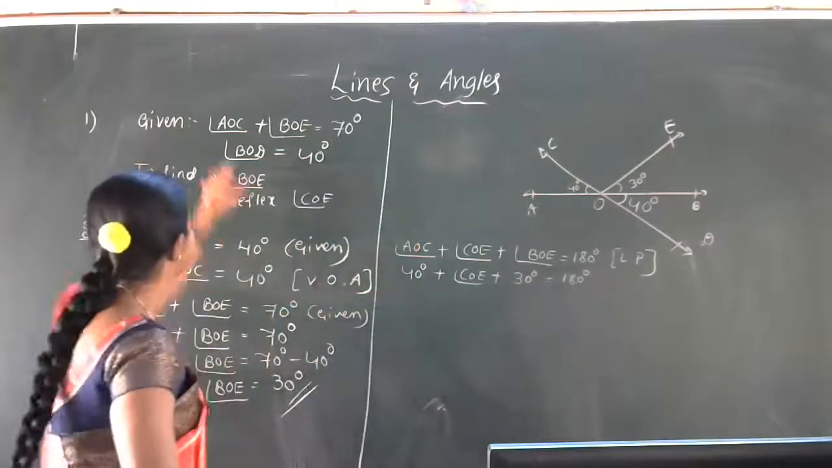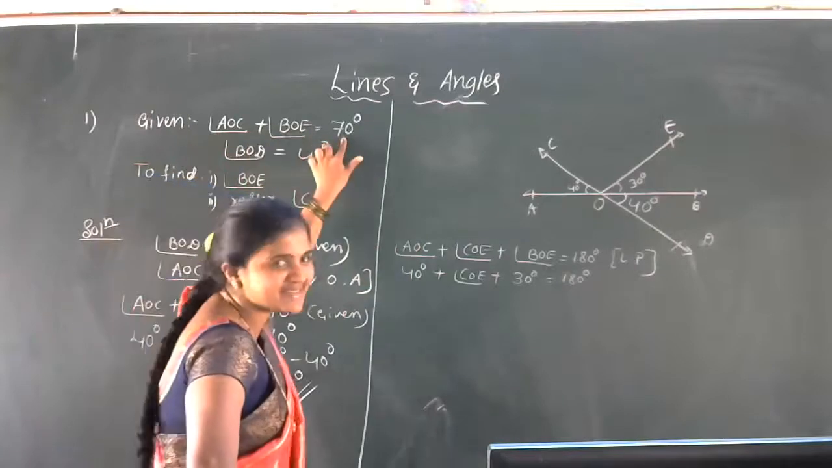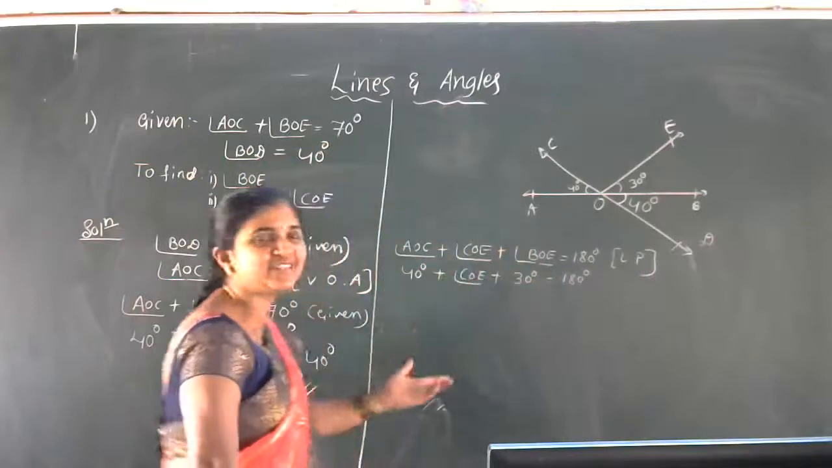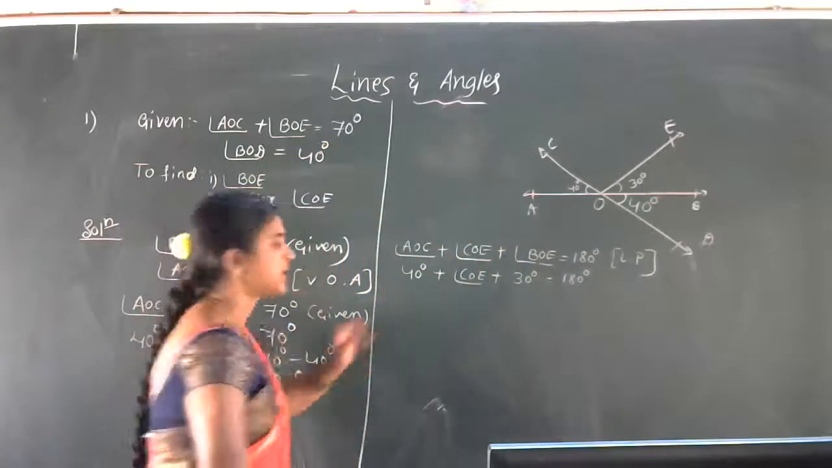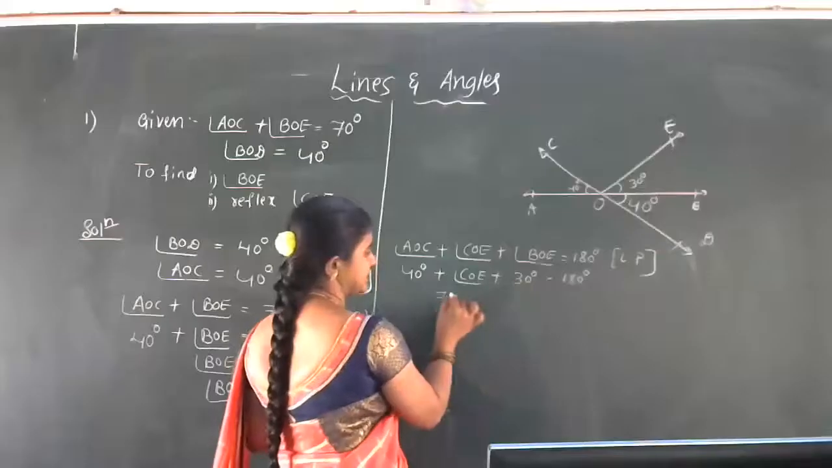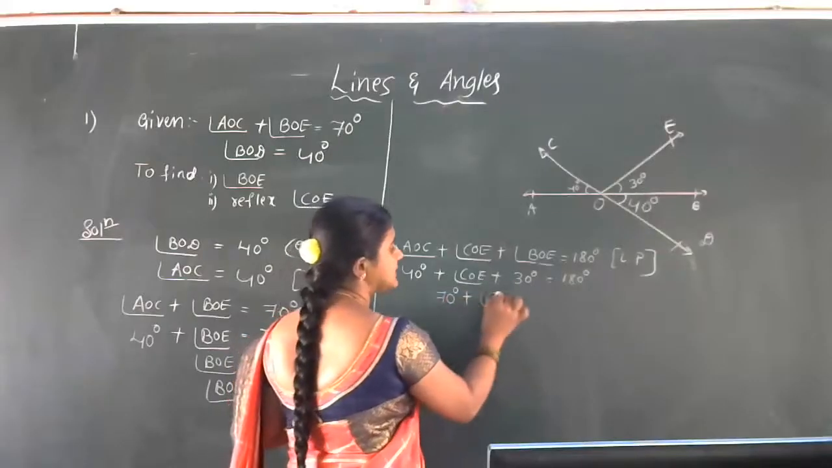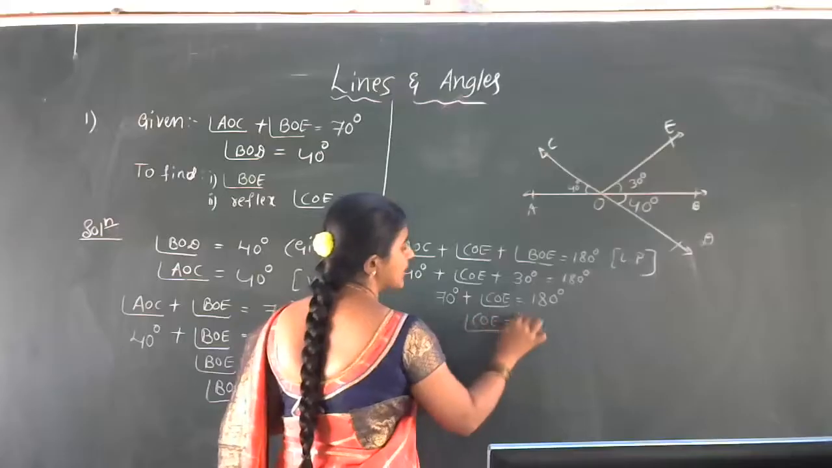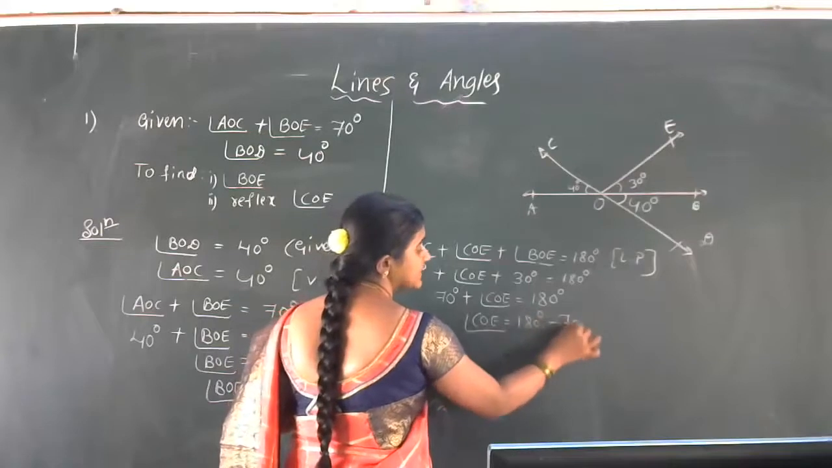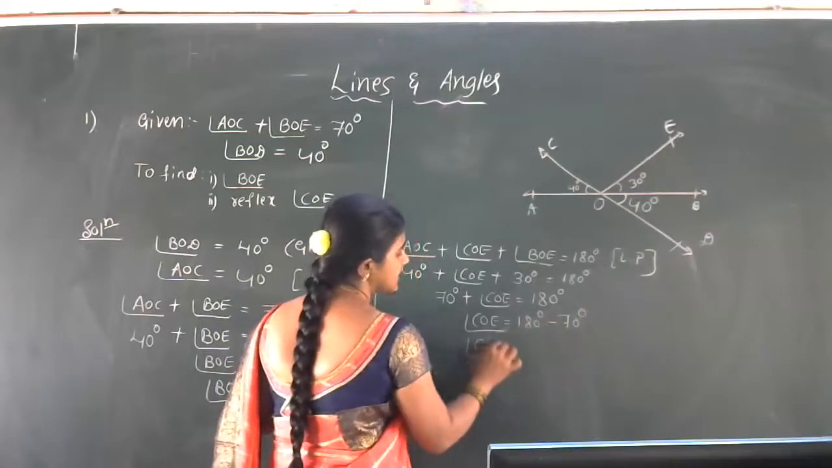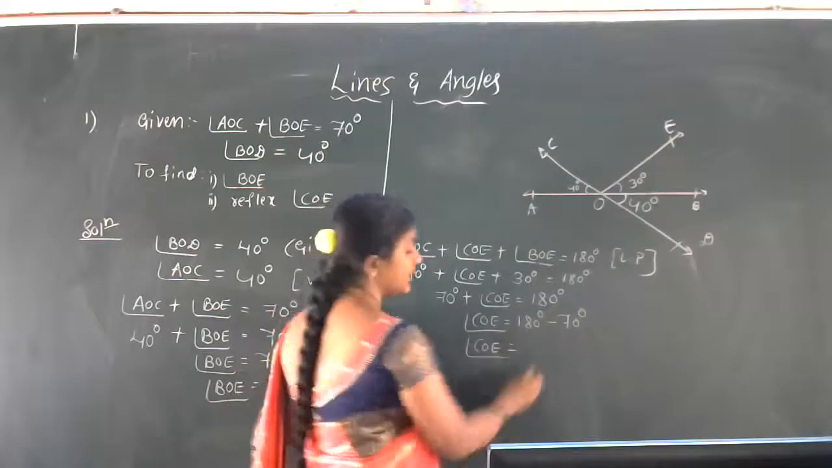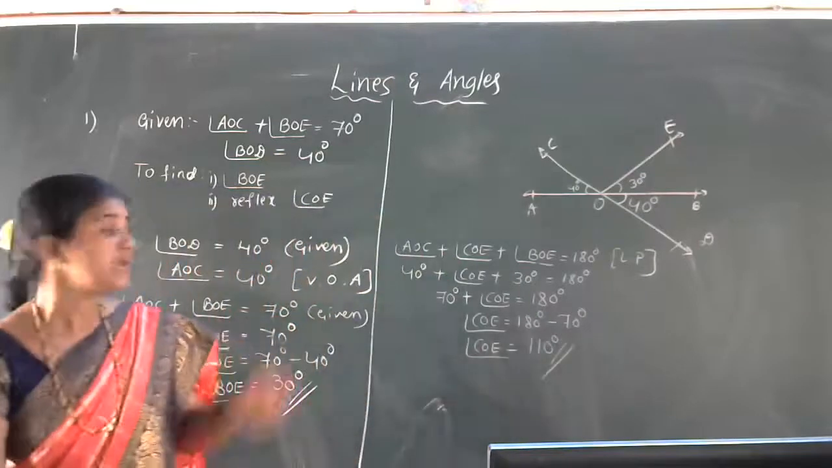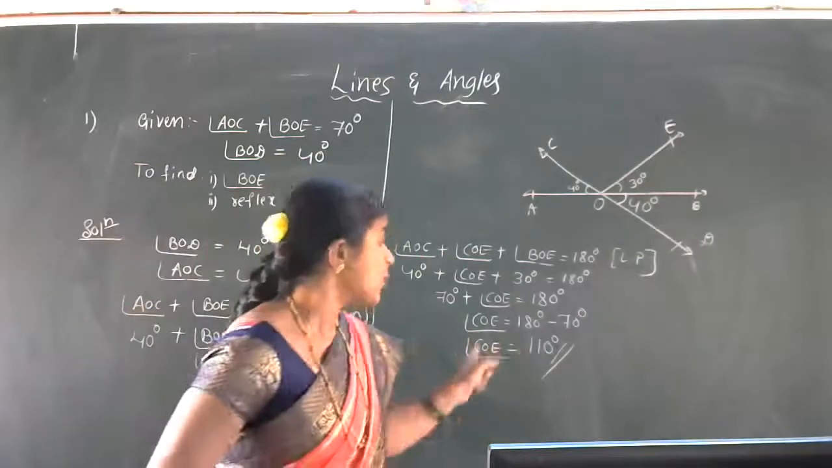Or you can use here AOC plus BOE together, 70 degree is given, no? This AOC plus BOE together, 70 degree also it is given. Directly you can take that one also. Okay, now anyhow 40 plus 30 is 70 degree plus angle COE, which is equal to 180 degree. Therefore, angle COE is equal to 180 degree minus 70 degree, that is 110 degree. Correct, no students? Angle COE measurement is 110 degree.